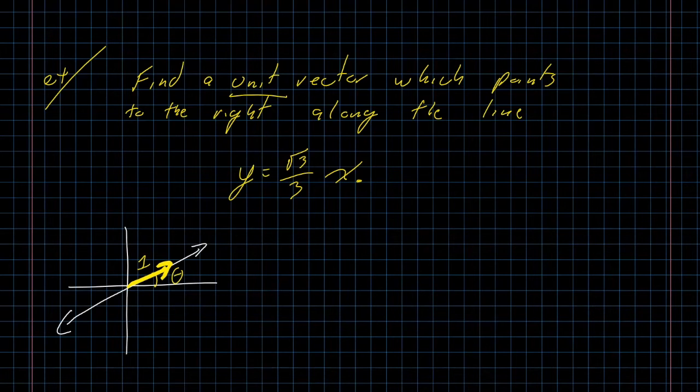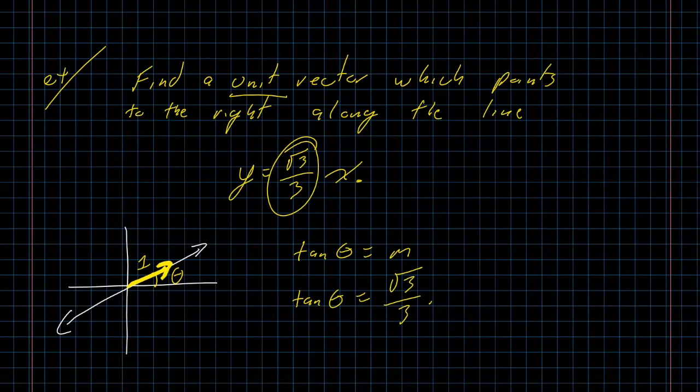But wait a second. Remember back to the video on first-degree equations. That angle is the angle of inclination for the line. We defined that angle tangent theta equals the slope. And there's the slope right there. Tangent of theta is square root of 3 over 3. This is a first quadrant angle, so we don't have to worry about anything weird happening with arctangent.